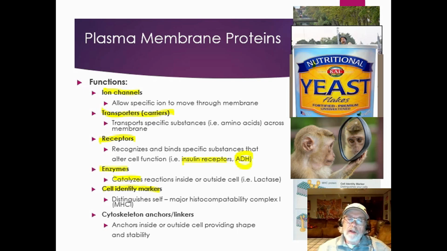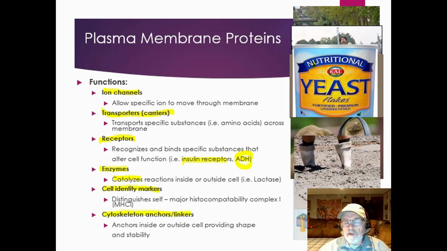It's the major histocompatibility complex 1, or MHC1 markers, that are on the surface of the cell, which are proteins. The sixth type of protein we have are cytoskeleton anchors. This allows the filaments, like we talked about before in our previous discussion on organelles, to anchor to the cell membrane, so the cell membrane retains some shape and structure. So it provides stability to the cell itself.